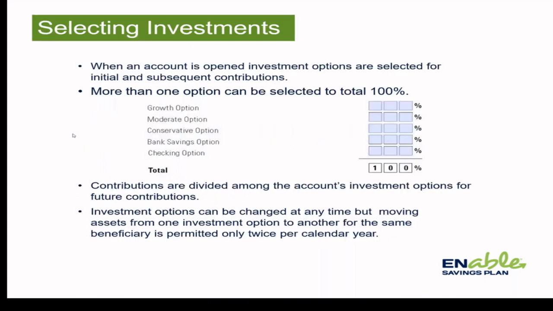Okay, so when you're selecting the investments that we just discussed, you can spread the payments that go into any of the options that you'd like. So you could put half into the moderate option and half into the checking account option. Or you could put a third into 3 different ones. As long as the total equals 100%, you can divide it up however you'd like. And any contributions that come into your account are going to be divided the way that you chose.